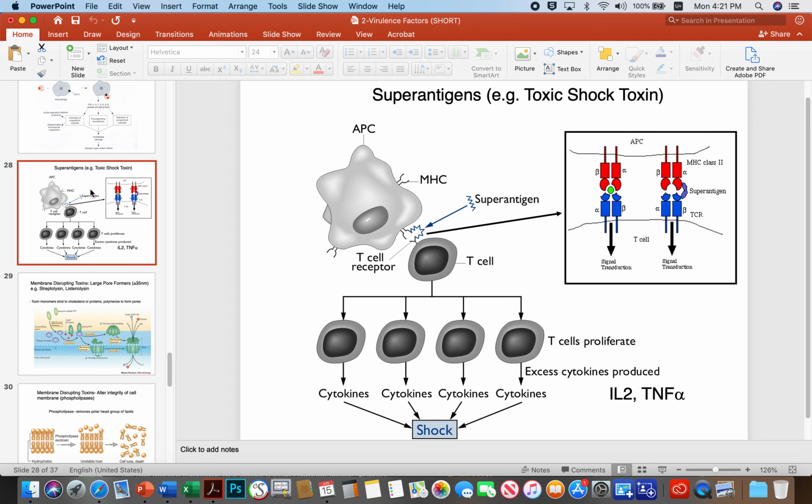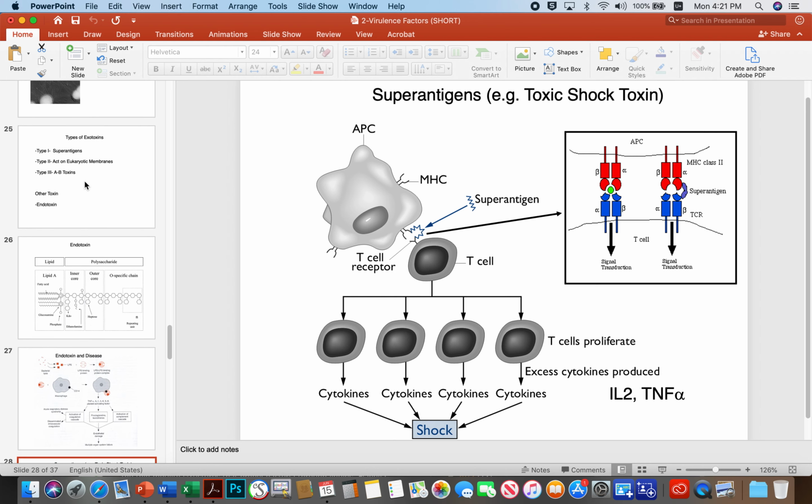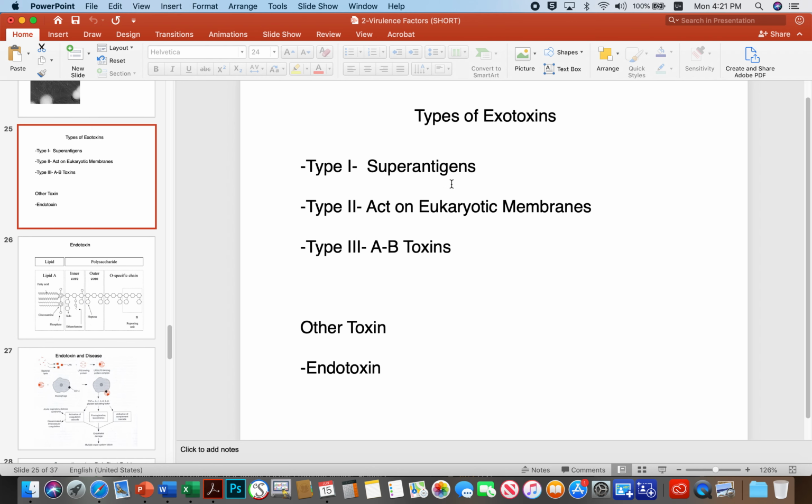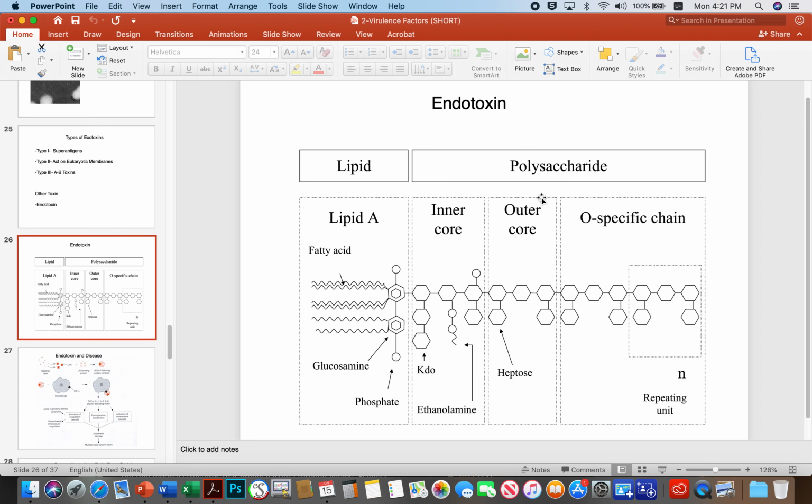So one of the types of toxins, I should back up and say that these three types of toxins are protein toxins. However, endotoxin is not a protein. It's lipopolysaccharide. So again, these are proteins. This is lipopolysaccharide, so a combination of lipids and sugars. That's what this is, lipids and sugars.